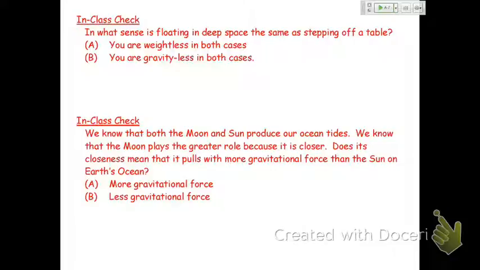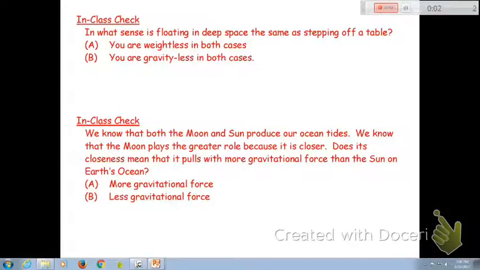In what sense is floating in deep space the same as stepping off a table? You are weightless in both cases, or you are gravityless in both cases. What do you think to that? Will you answer that for me? When you step off a building, or when you're in deep space, you seem to float anyway. Is that because in both cases you're weightless, or because in both cases you're gravityless? What's not there? So what do you think? Oh, flying along.